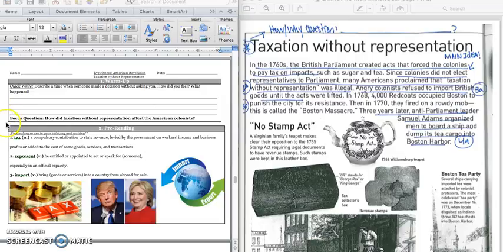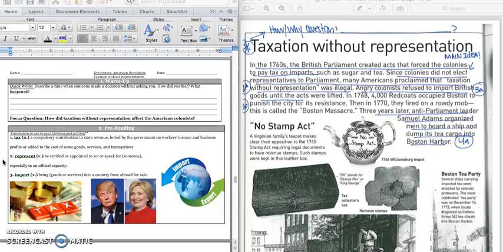Our focus question for today is, how did taxation without representation affect the American colonies? Our vocabulary words are tax. That's when you have to pay money to the government when you buy things or when you make money. And so this picture would be an example of tax.